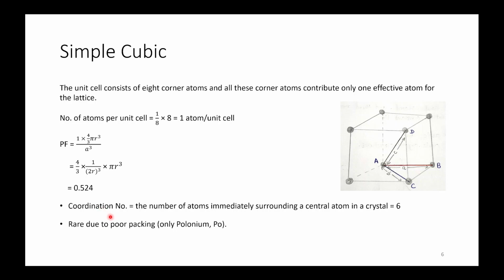Coordination number is the number of atoms immediately surrounding a central atom in a crystal. For simple cubic, it is 6. Simple cubic is rare due to poor packing, and it is found only in polonium.